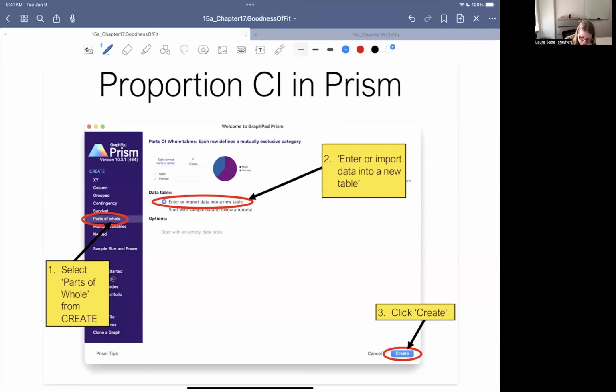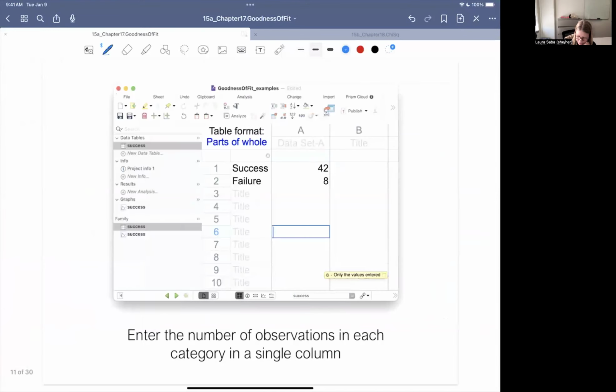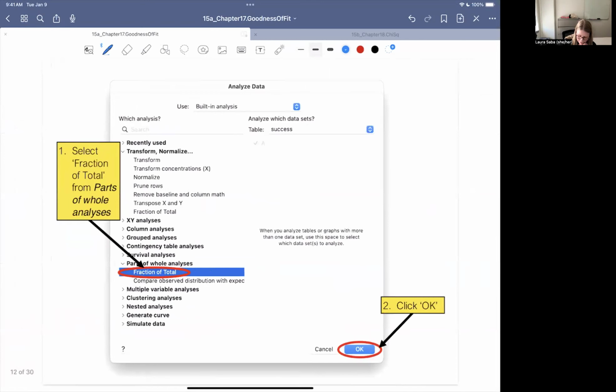In GraphPad, there's a new table that we can use called parts of a whole. And so it's really easy to input data. Here's just a fake data set of successes and failures. We have 42 successes and 8 failures. So all we're doing is putting the number of each from our population. So we surveyed 50 people. 42 successfully passed their exam, 8 failed it, for example.